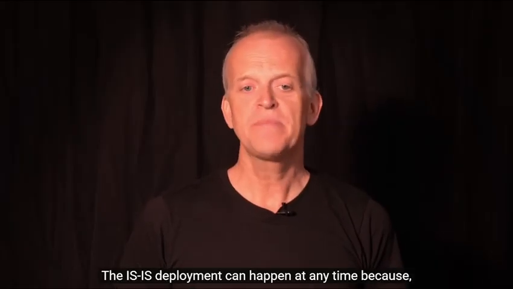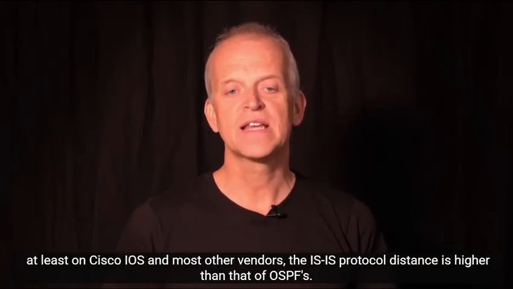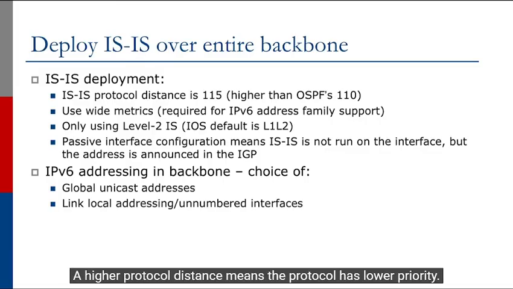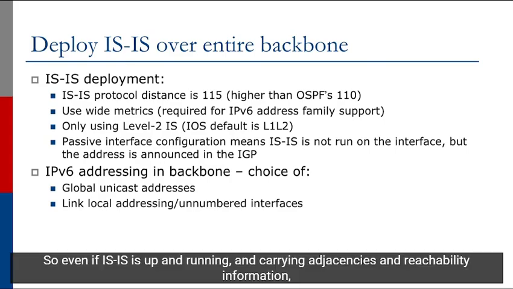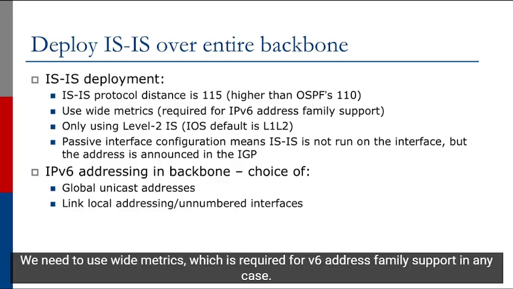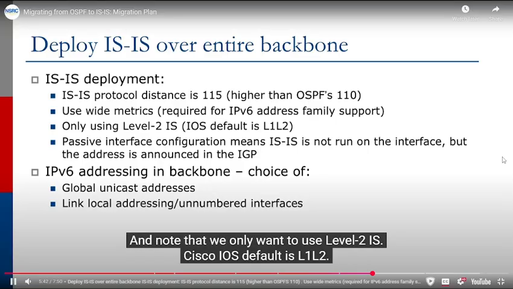The ISIS deployment can happen at any time, because, at least on Cisco IOS and most other vendors, the ISIS protocol distance is higher than that of OSPF's. A higher protocol distance means the protocol has lower priority. So even if ISIS is up and running and carrying adjacencies and reachability information, OSPF will still take priority. We need to use wide metrics, which is required for v6 address family support in any case. And note that we only want to use level 2 IS-IS. Cisco IOS default is L1, L2.